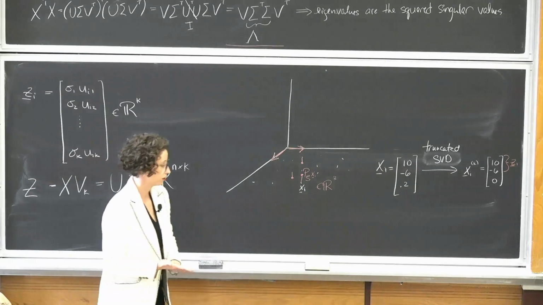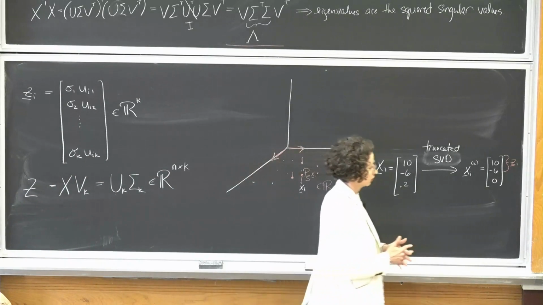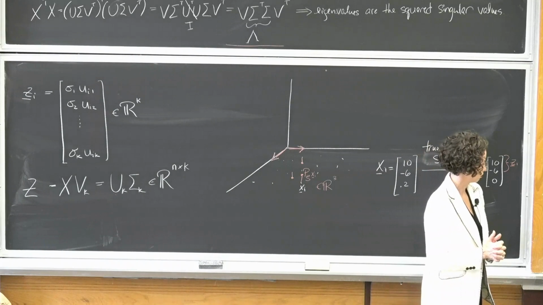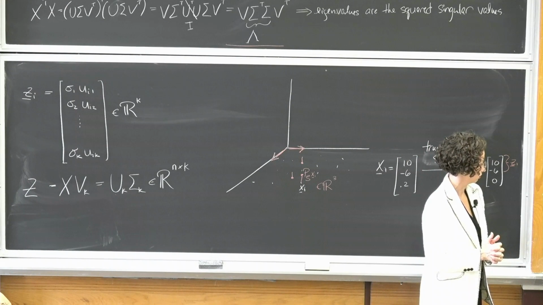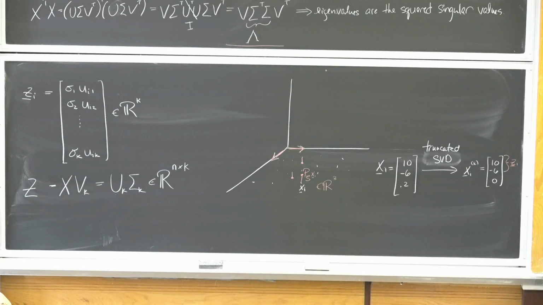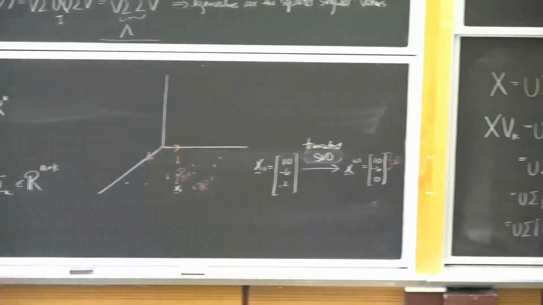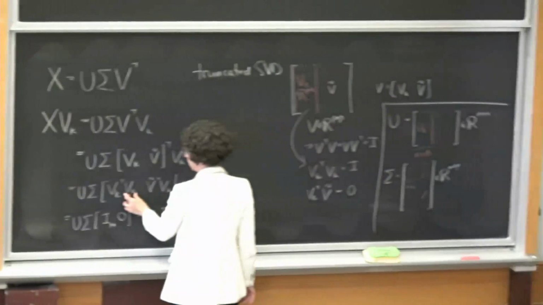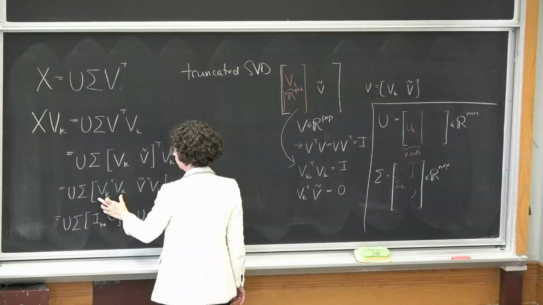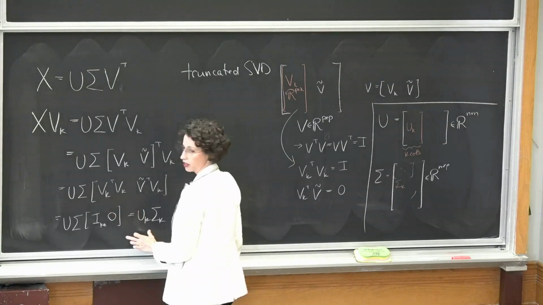Sure. Here, why is the identity matrix k by k? Because VK is of size p by k. Oh, did I do that wrong? Oh, no. Yeah, VK is p by k, but then the product is going to be k by k.